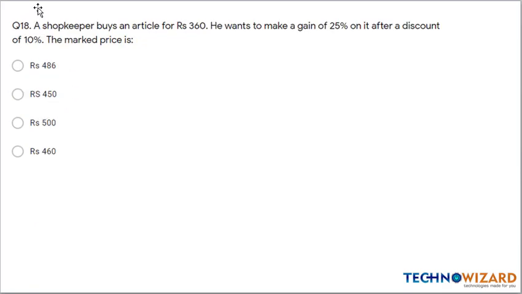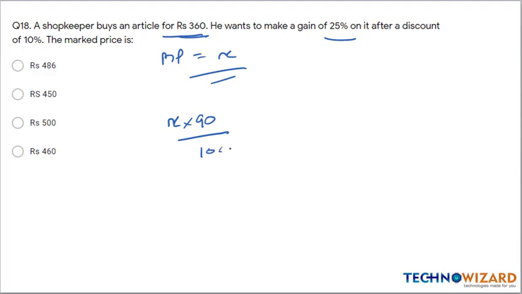Next question, question number 18. A shopkeeper buys an article for 360 rupees. Okay, that is the cost price. He wants to make a gain of 25% on it, and after a discount of 10%, we have to find the mark price, which I have taken as X. Now on getting a discount of 10%, this will be equal to X into 90 by 100. Okay. Now they have said he wants to make a gain of 25% here. Therefore 360 into a gain of 25% means 125.